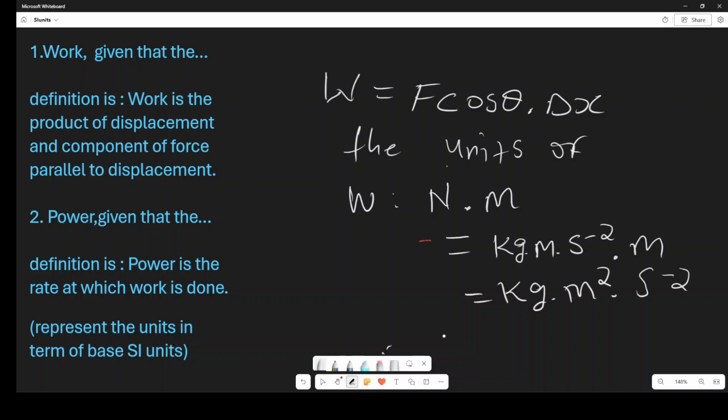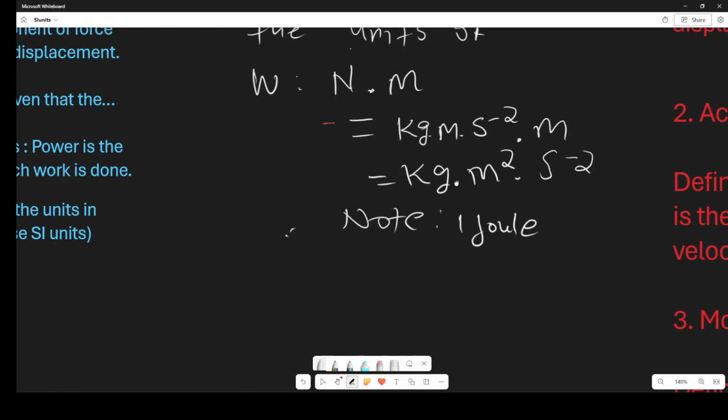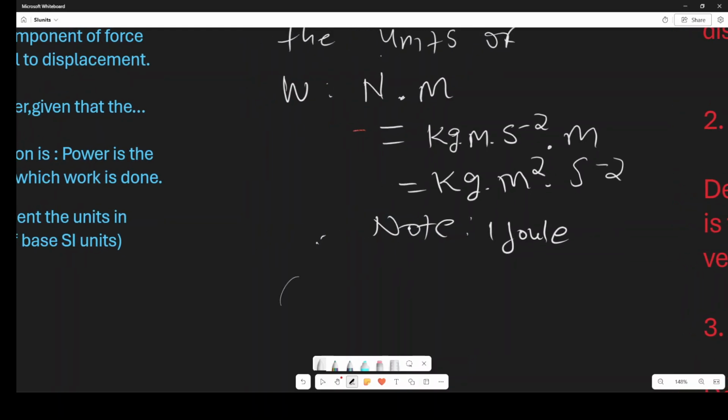And of course, note that the definition of Newton times meter is joule. Note that 1 joule is equal to Newton times meter, which is equal to kilograms square meters per square second.